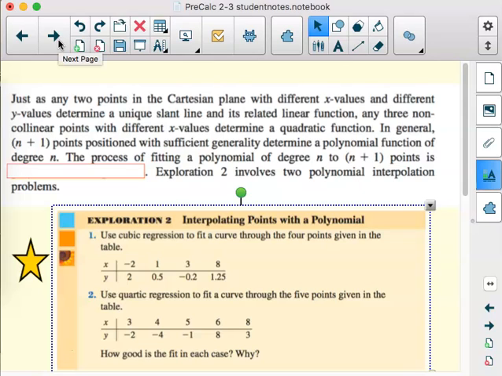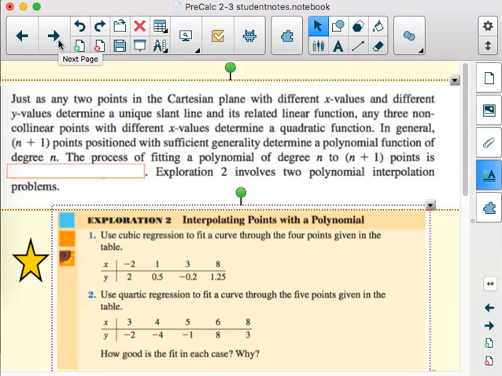So what we're trying to do here is find polynomials to represent situations. And that's a big part of learning higher math. You want to be capable of taking those higher paying jobs of programming. So just as any 2 points in the Cartesian plane with different x values and different y values determine a unique slant line, 2 points determine a line. That's way back from the point line plane postulate in geometry.